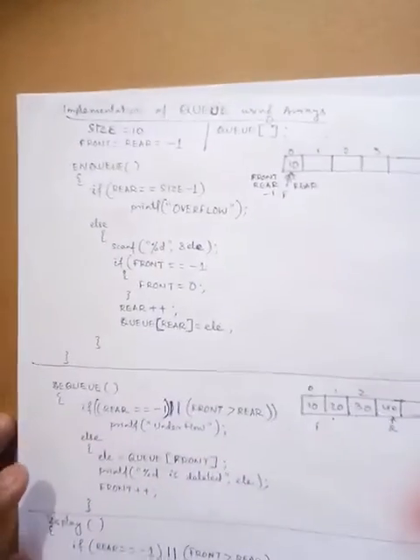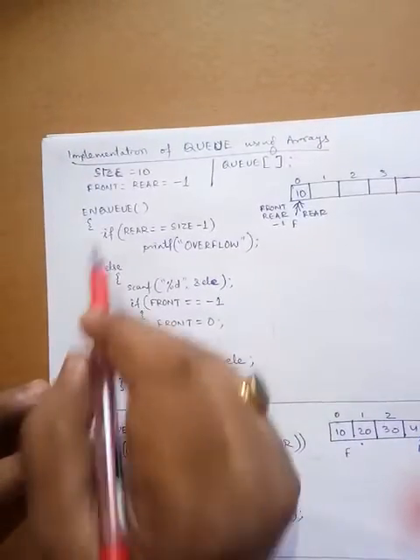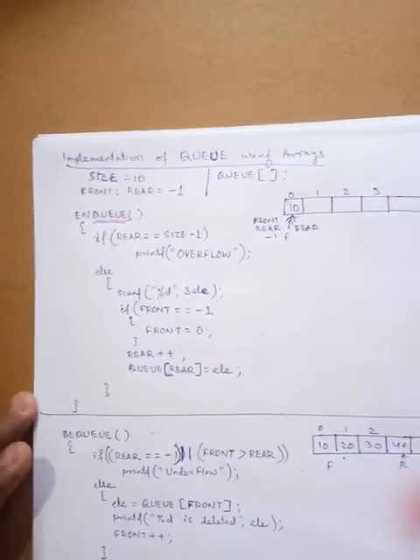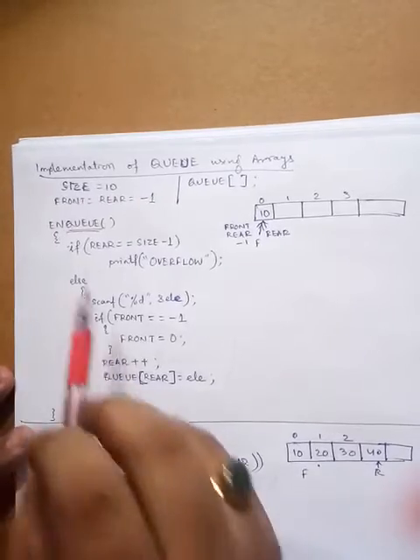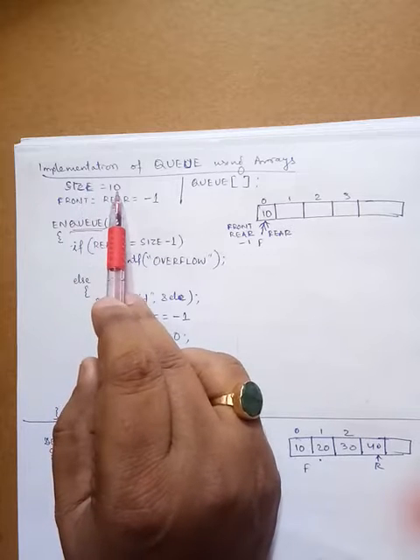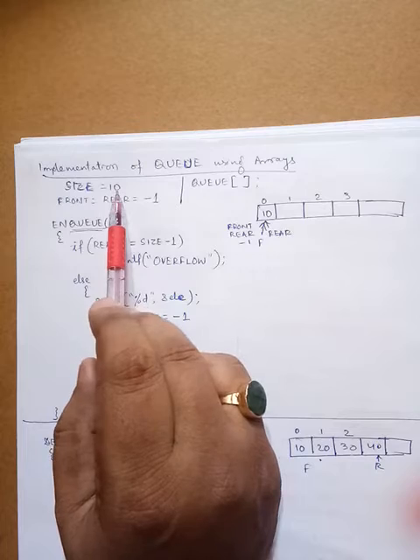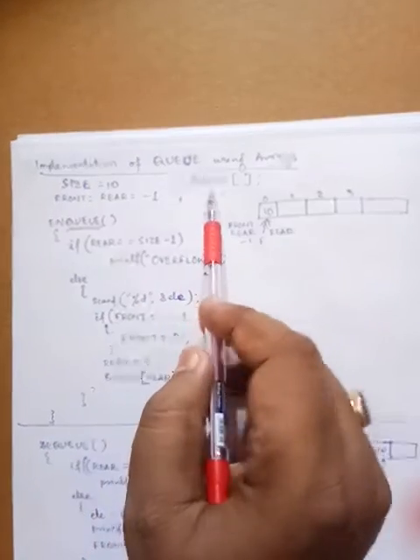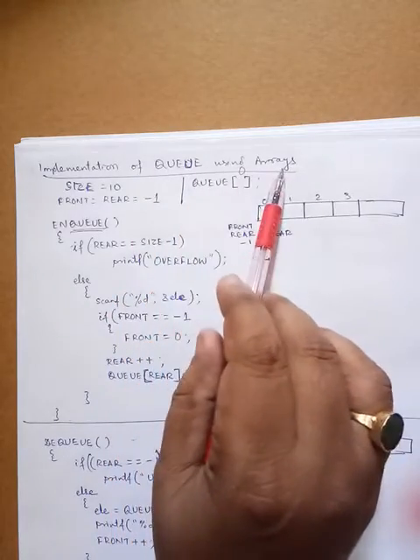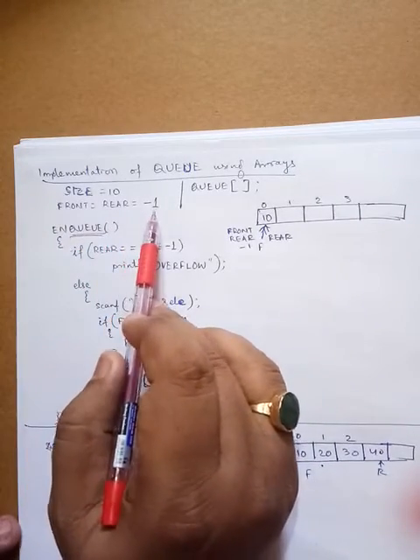So, implementation of Q using the array. First we will implement the NQ operation, then the other operations. So you can see here, I have taken the array size as 10, the maximum size of the Q is 10, and I have also declared one array named Q because we are implementing the Q using the array. And initially front is equal to rear is equal to -1.